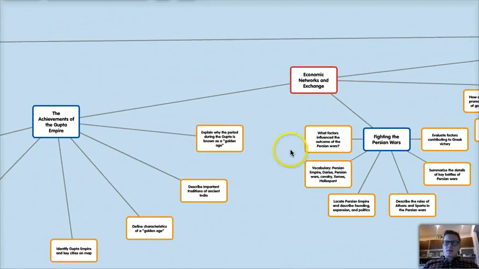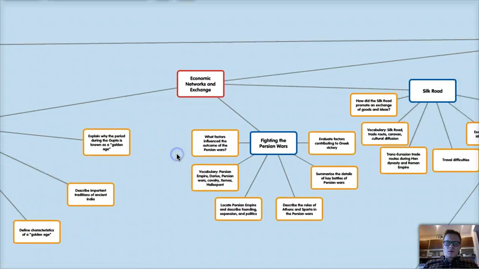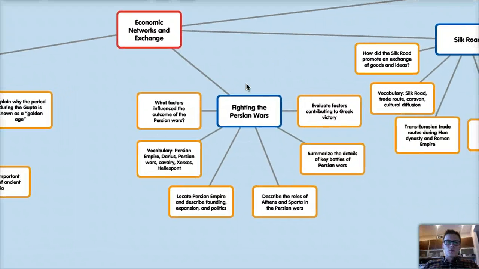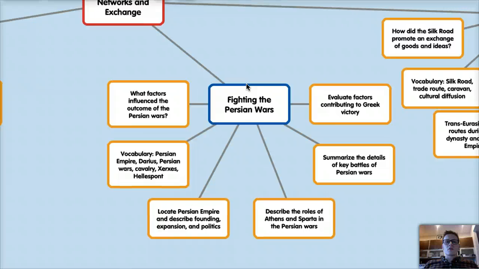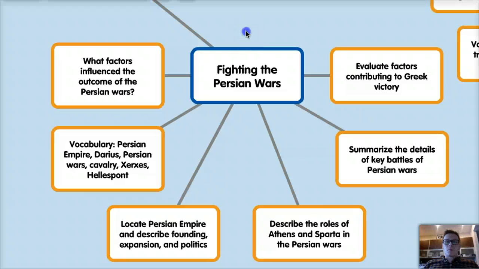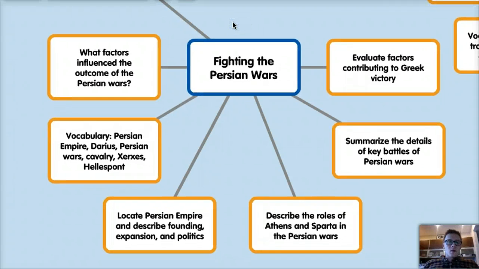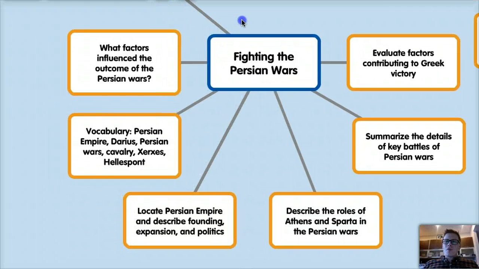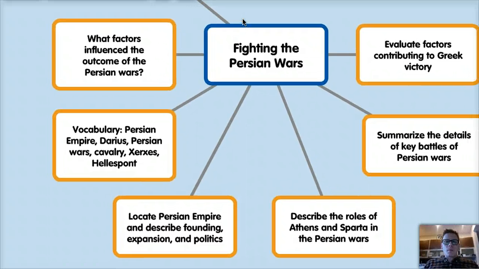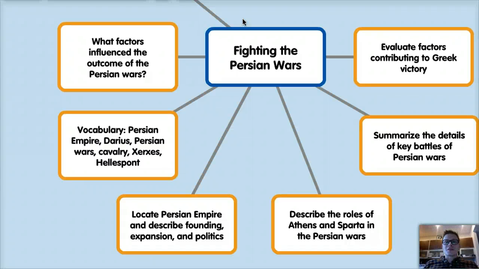The next thing we're going to discuss is fighting the Persian Wars. Now, the Persian Wars were a series of wars fought mainly between Greeks and the Persian Empire. All right. The essential question, though, is what factors influence the outcome of the Persian Wars? Because looking at the two civilizations before the war, you might come to a conclusion that the Persians were going to win. So, how is it that the Greeks end up winning?